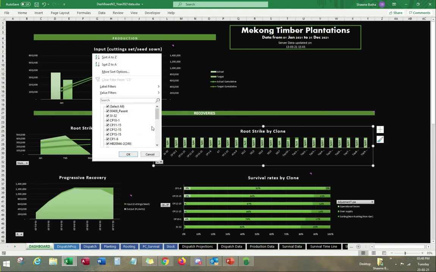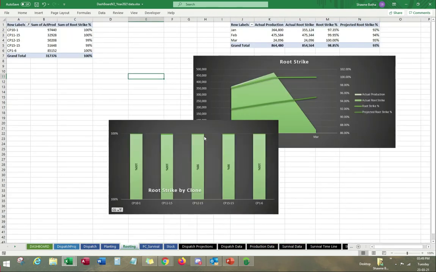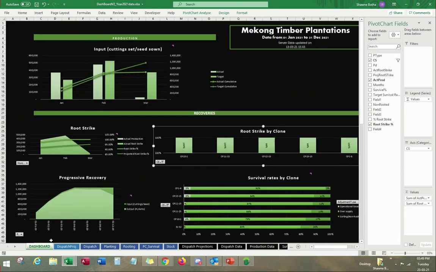Again, if you want to exclude any clones here, you can simply go in and say, okay, well, I'm not really interested in these, or let's say you only want to see the CP clones. You can actually filter them on the dashboard, or you can go and do it, in this case, on the routing one. Yeah, these two charts do the same work. So that just shows you your root strike per clone.